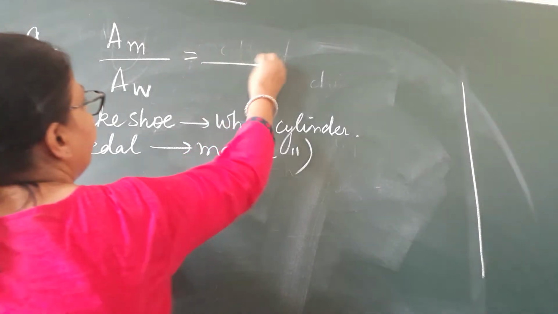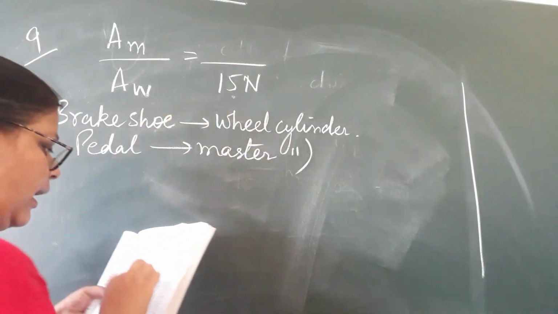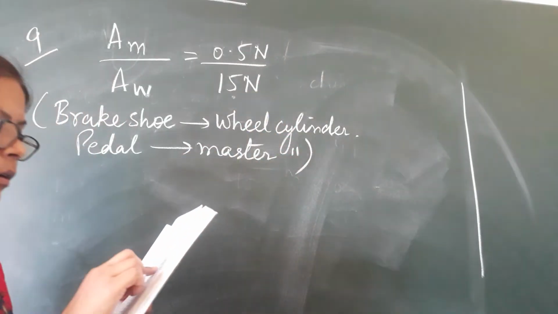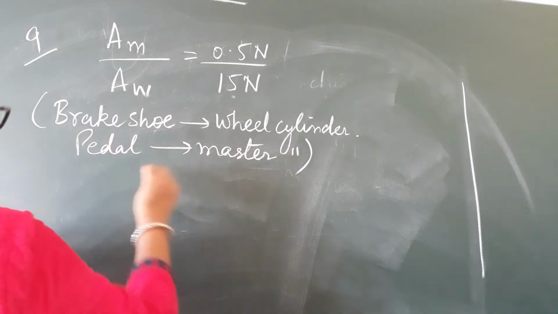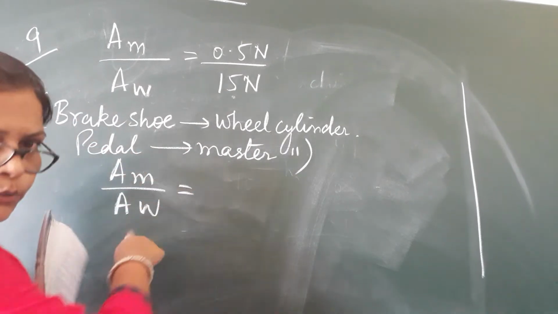So I will write 15 newtons down because brake shoe corresponds to wheel. And the other force is 0.5 newton, that is on the pedal, and pedal corresponds to master cylinder. So very simple, it's a very direct question. AM ratio AW you are supposed to find out.